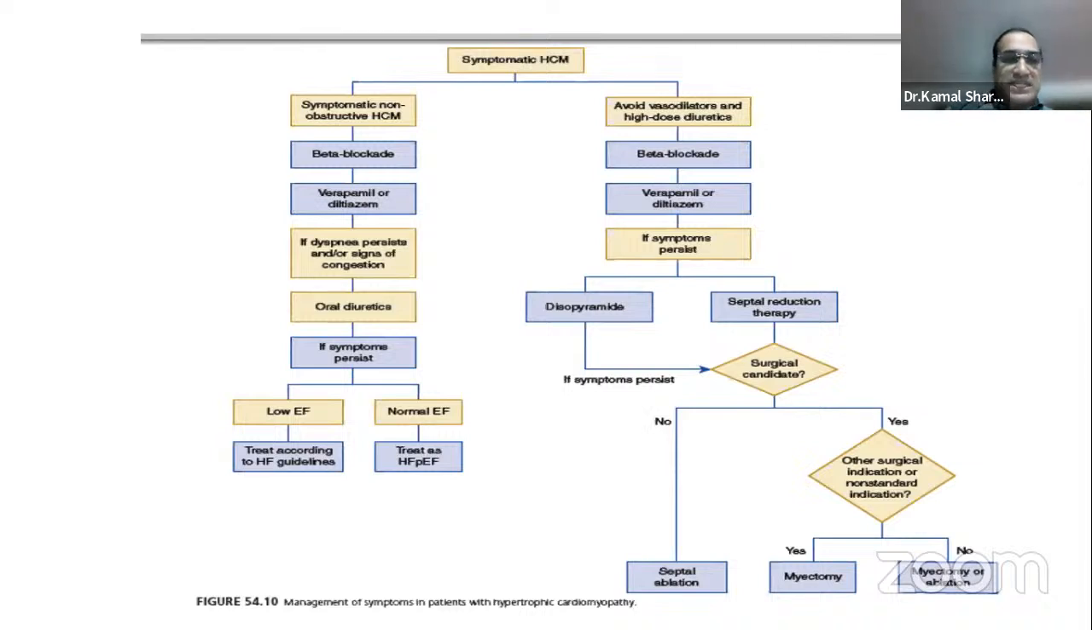If the symptoms persist and there is a persistent gradient, especially if there is obstruction, disopyramide is a good drug. Now, mavacamten is available in the US, not yet available in India, but disopyramide is easily available. It also reduces the gradient. You can do a septal reduction. In a surgical candidate, you can do myectomy or ablation, or if it's not a surgical candidate, you can do a septal ablation. So alcohol septal ablation is the trick in these patients.